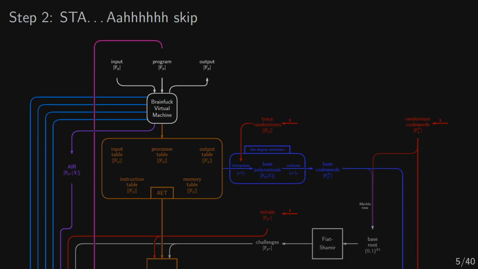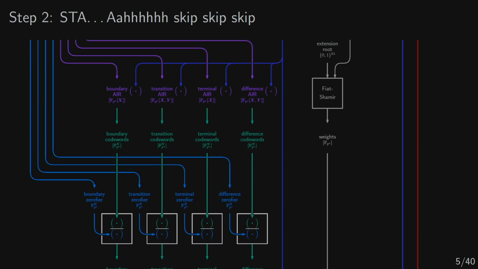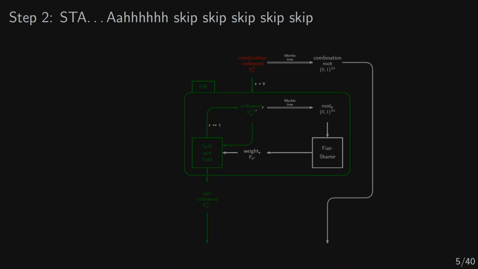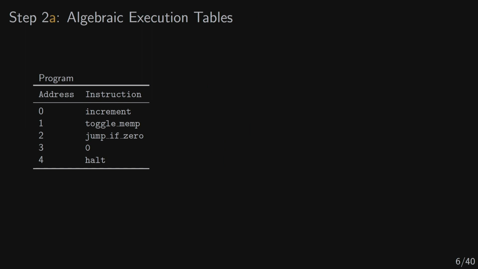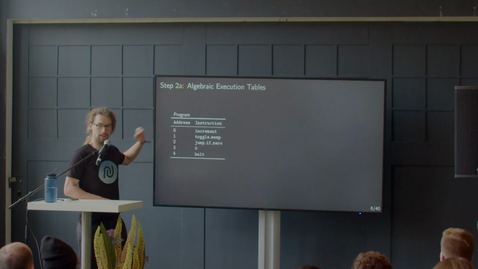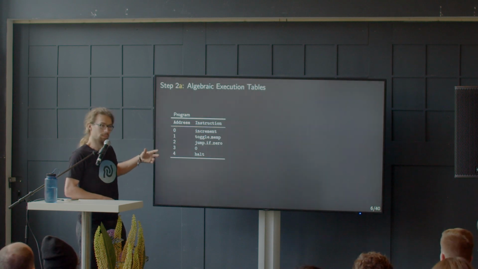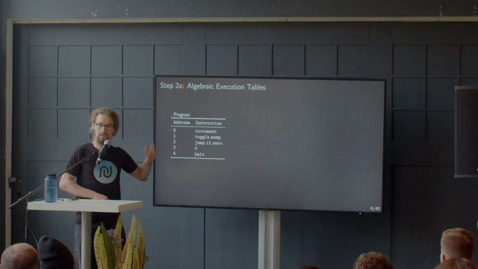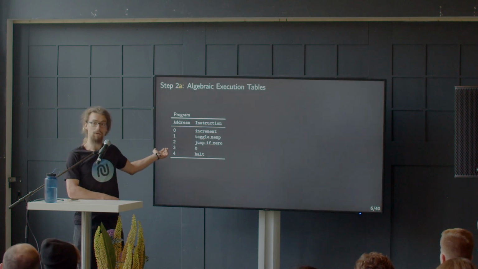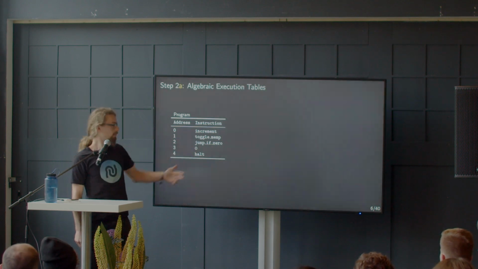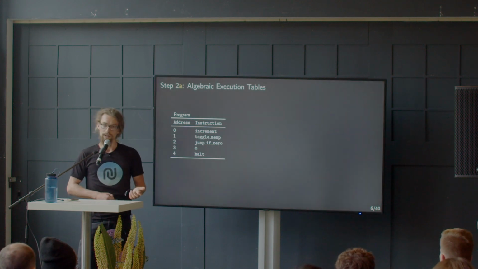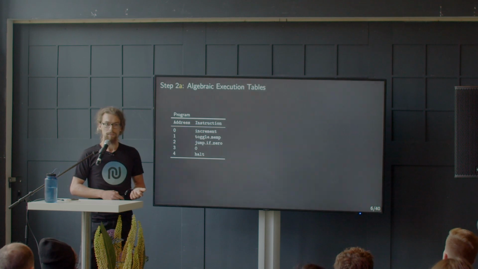Oh yeah, this is what the rest of the Stark looks like. It's a little involved and not part of this talk. Right, okay, so here's an example program. It is in the program table. There's an address, the instruction, sometimes an argument. And yeah, that is our first AET. The somewhat more interesting one is the one for the processor.